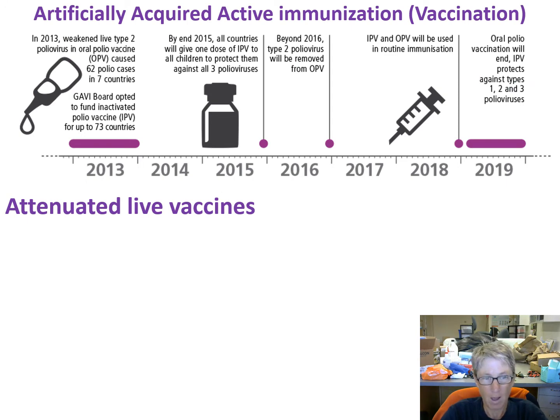So this graph shows here, 2013. In 2013, they had a weakened live type 2 polio virus in an oral vaccine, and it caused 62 polio cases. And then this board, I'm not sure what Gavi is, but it funded a polio vaccine where they didn't use a live polio virus. And then it says here in 2019, this oral polio vaccination will end, and we'll have a new polio vaccination that will not be a live polio virus.